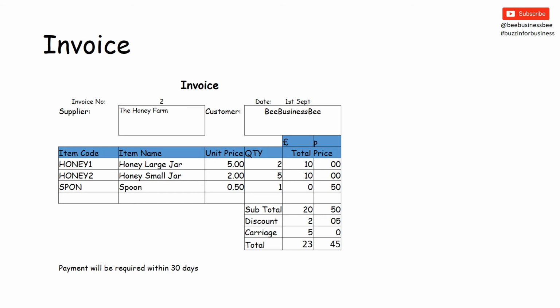And it will state what the payment terms are. So you can see there it says within 30 days. And again, the same process has been applied. As you can see, the discount's been taken off and obviously carriage has been added on. So that's what they're being billed for. That's what the invoice looks like.